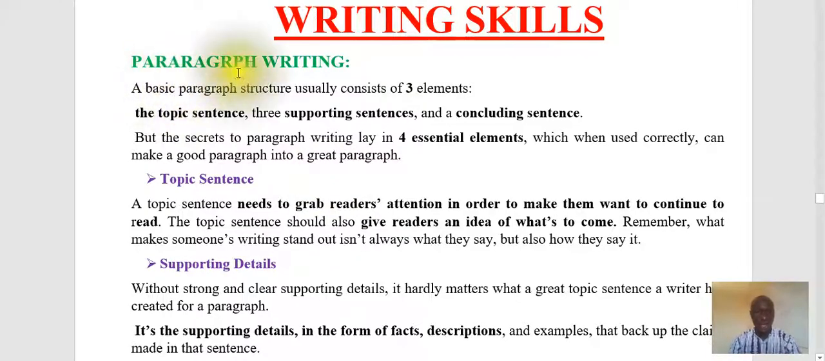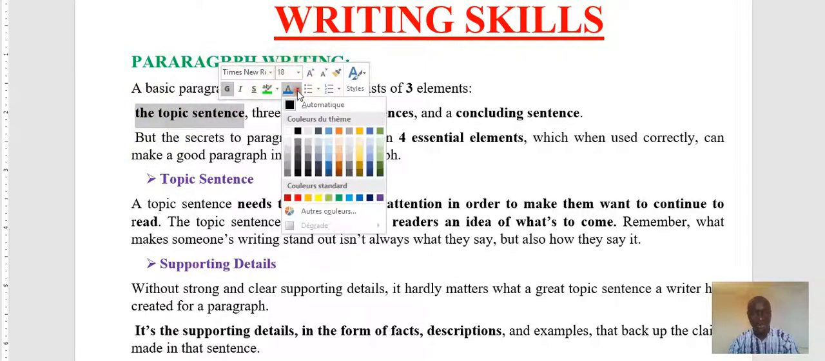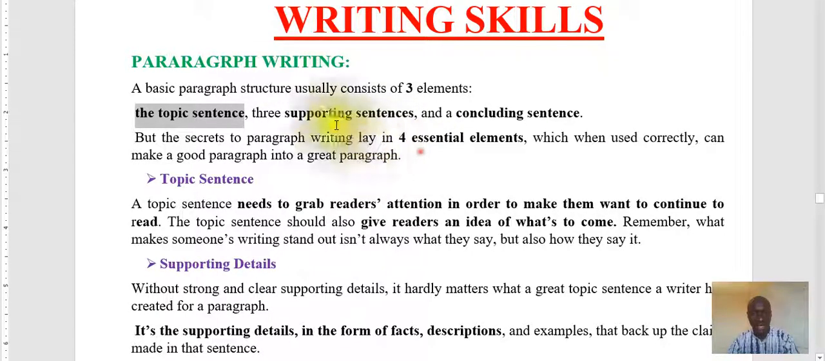Writing skills, paragraph writing. A basic paragraph structure usually consists of three elements. First, we have the topic sentence, which is very important. Topic sentence, I put in yellow. We have the topic sentence and supporting ideas.